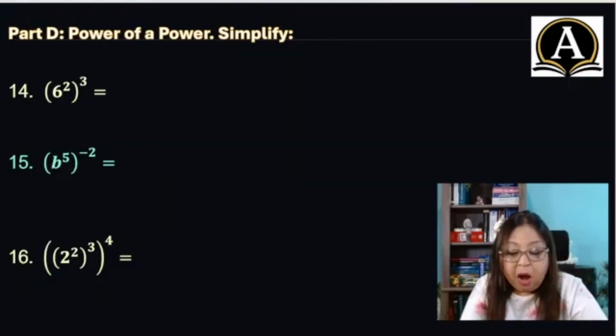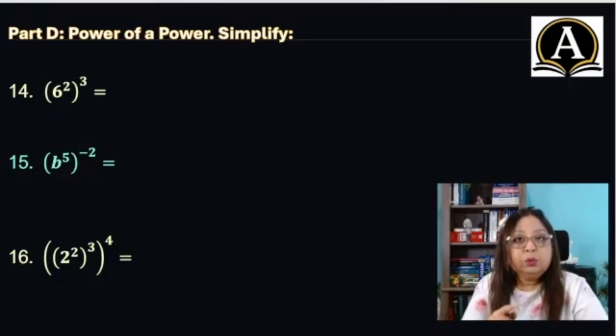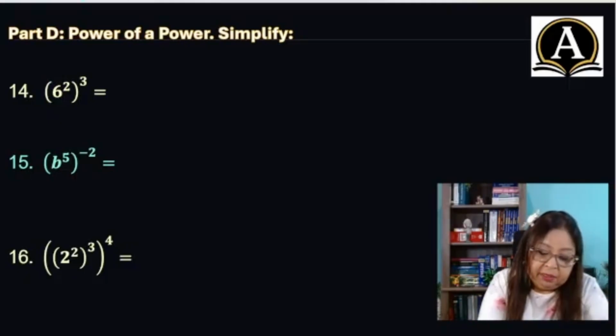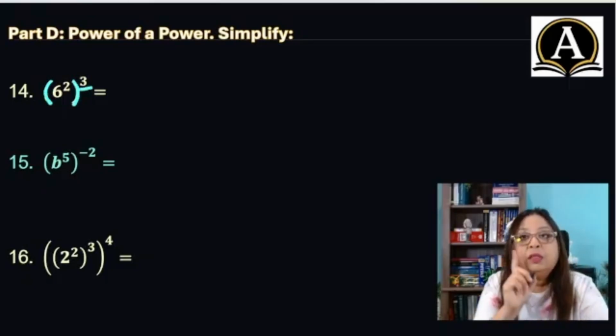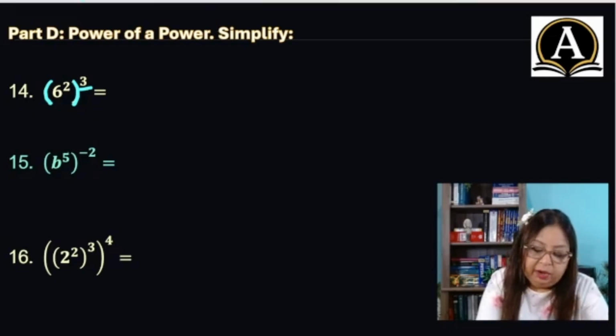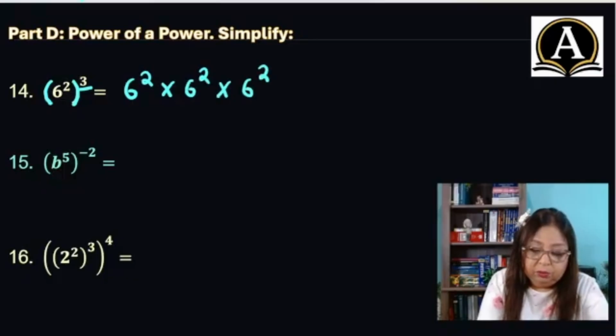Next slide. Power of a power. Simplify: 6 to the power 2 to the power 3. That means this 6 to the power 2 multiplies itself 3 times. So let's write it out: 6 to the power 2 times 6 to the power 2 times 6 to the power 2.